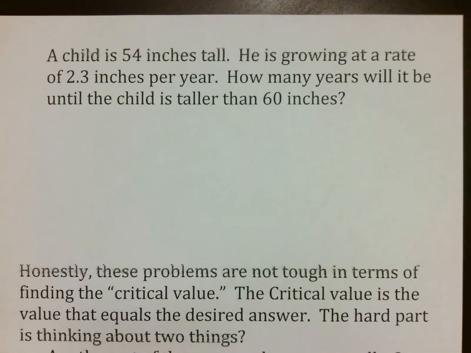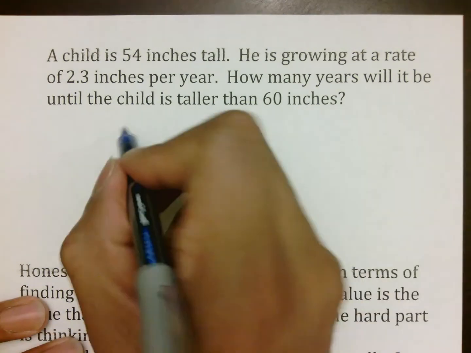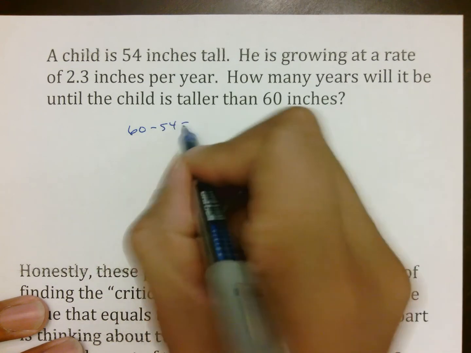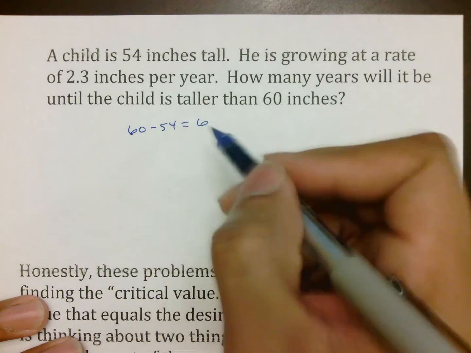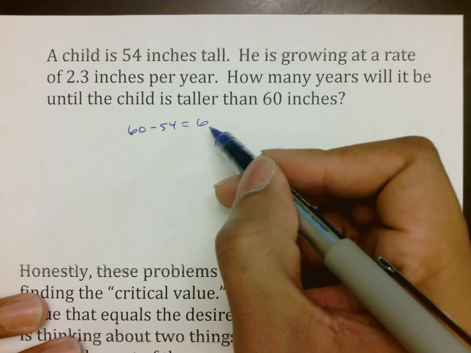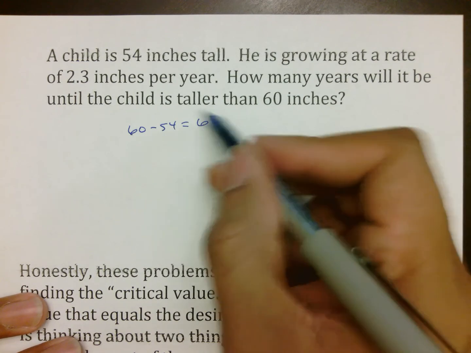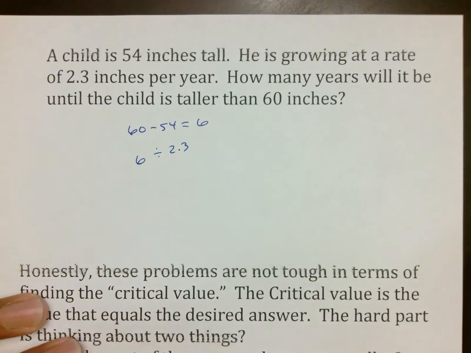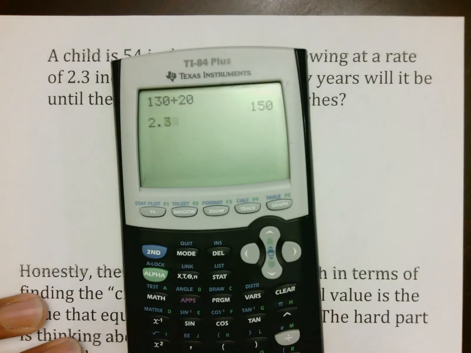So, another quick example. A child is 54 inches tall, growing at a rate of 2.3 inches per year. How many years will it be until the child is taller than 60 inches? This is a two-step equation. The first thing most of us would do is subtract 54 from 60, to find out that the child needs to grow at least 6 inches to reach the critical height, again, the critical number that makes them equal. Then we take that 6 and divide by 2.3 to find out exactly what we're looking for.